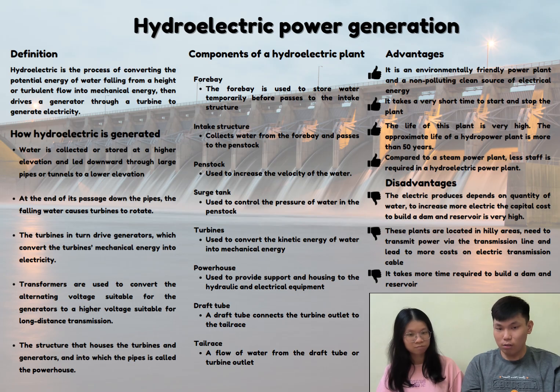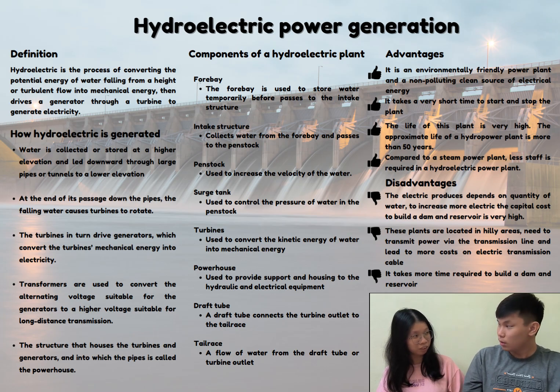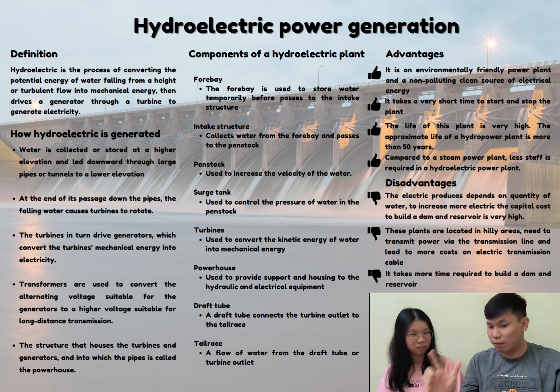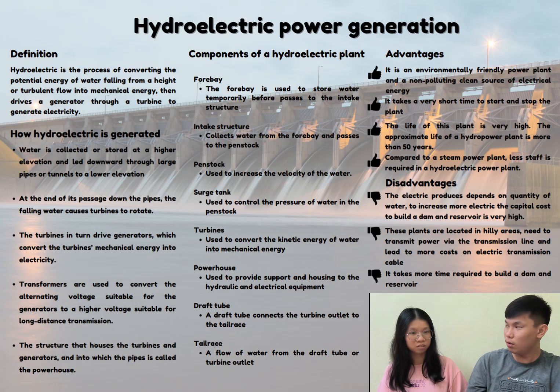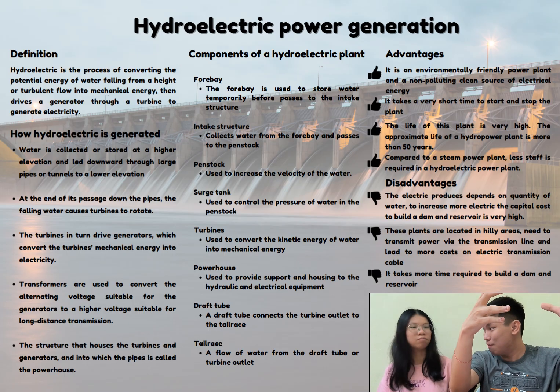Okay, so do you know what components are inside a hydroelectric plant? Don't know, except the turbine. Okay, actually there are seven. First one is the forebay. The forebay is used to store the water. Oh, okay, so easily we can say it is a dam, but a higher dam.